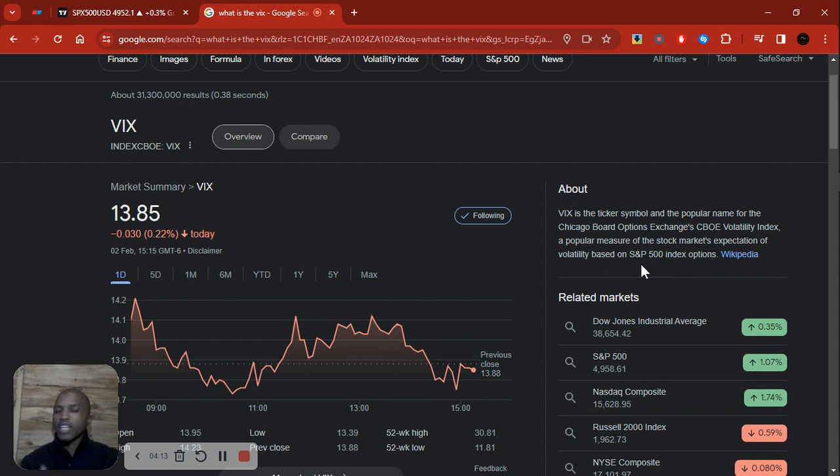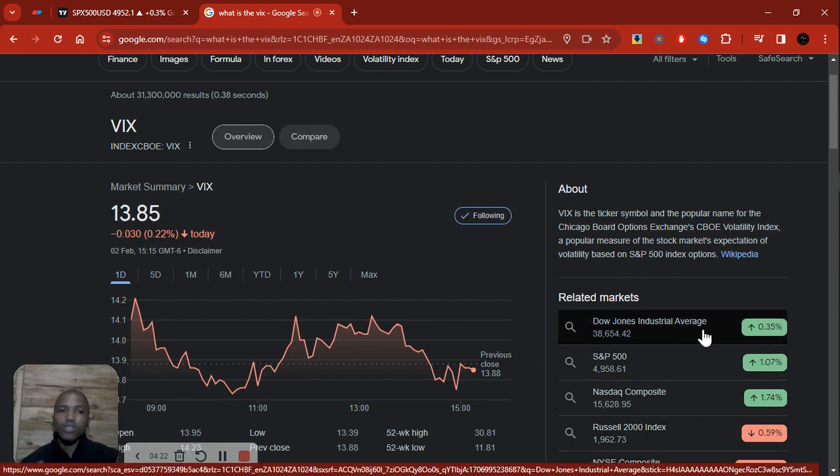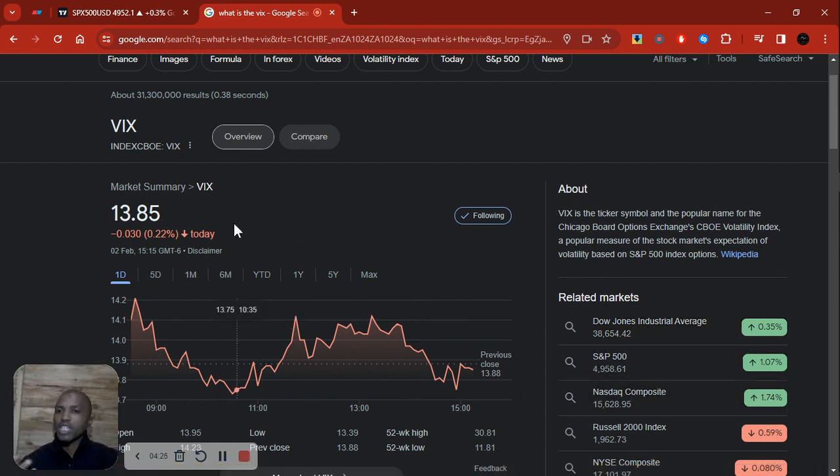And then obviously, if you see related markets, it's all United States or US based indices, as we have Dow Jones, which is the US 30, S&P 500, NASDAQ. And as you can see, this is the actual chart, a representation of a chart of VIX, right?